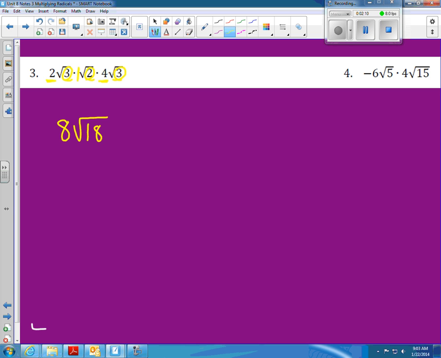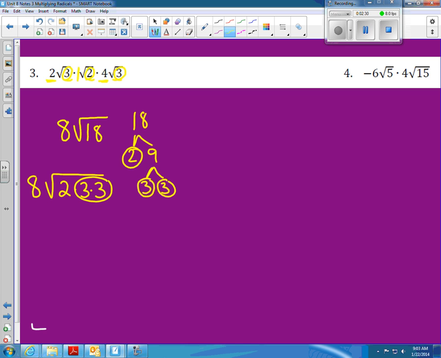So let's go ahead and think about how 18 breaks down. Well, we can break it into 2 and 9. 2's prime. 9 breaks into 3 and 3. So really, now we can look at this as 8 square root of 2 times 3 times 3. Look for any pairs we might have. We have a pair of 3's. So remember, really 3 times 3 is 9. We're taking the square root of 9. That's a 3. So we're going to pull that 3 out. So now we have 8 times 3 times the square root of 2. 8 times 3 gives us 24 square root of 2.